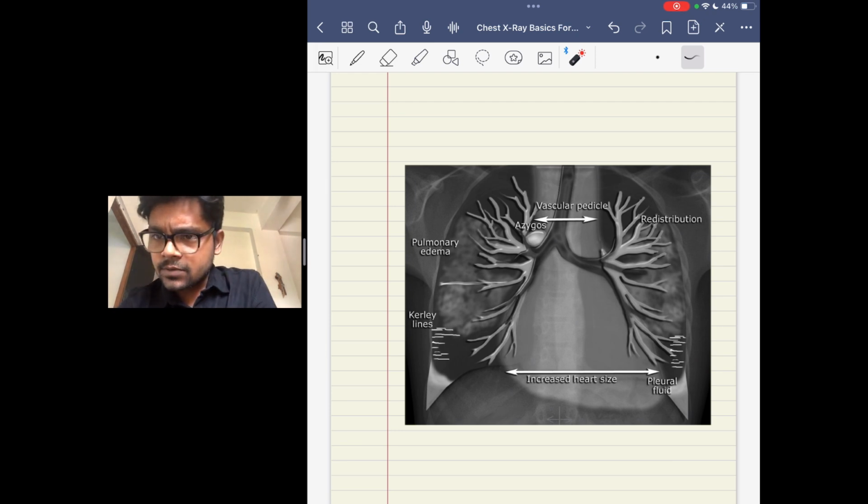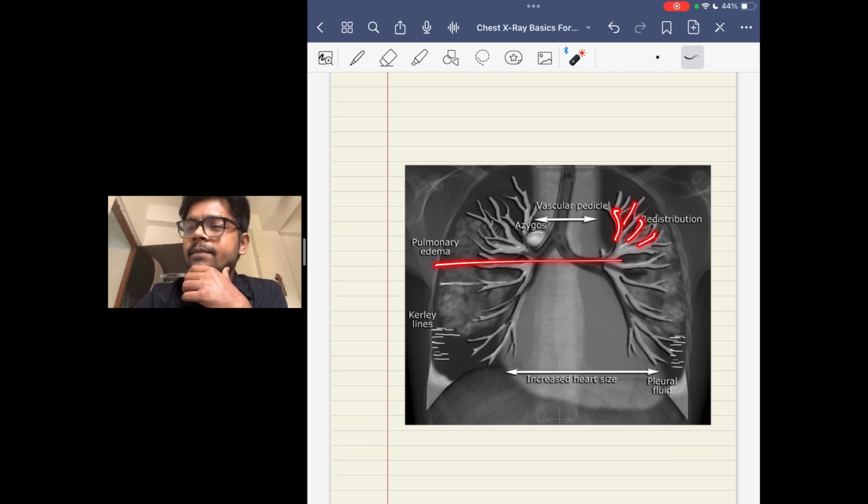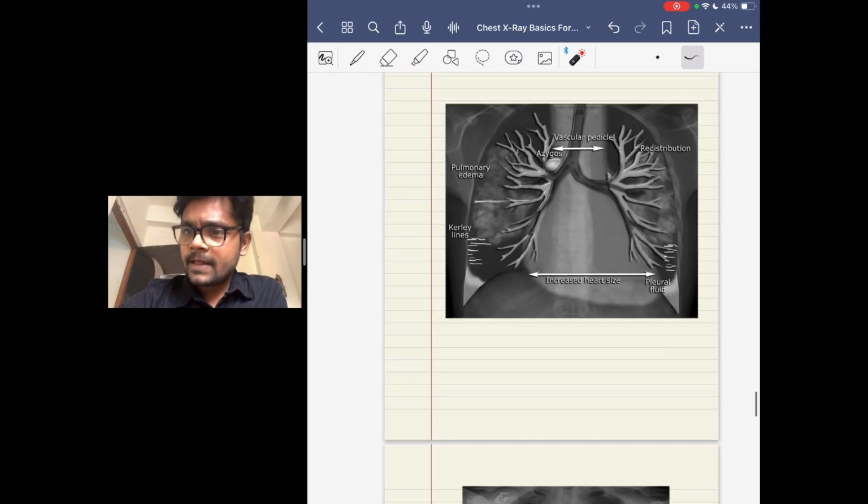You can see that these are the curly B lines. This is an annotated image. This is typically seen at the periphery of the lung, curly B lines. So curly B lines, pulmonary edema, heart size, pleural effusion, bilateral. It is a systemic cause. Hydrostatic pressure is increased, and another finding is redistribution of the venous flow to the upper zone. Upper zone vessels are very much congested in the initial stage, right? These are the important findings.